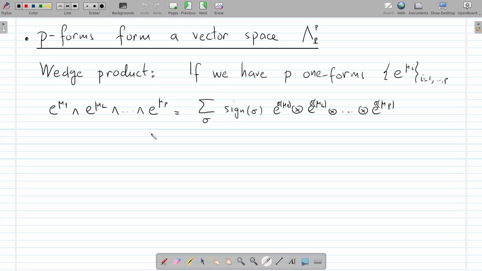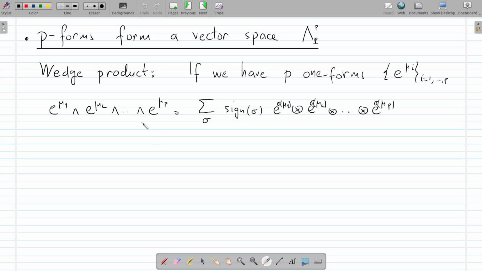We can define a product on the space of differentiable forms. And that is important because not any product would multiply two forms and give us back forms. For example, the tensor product does not.